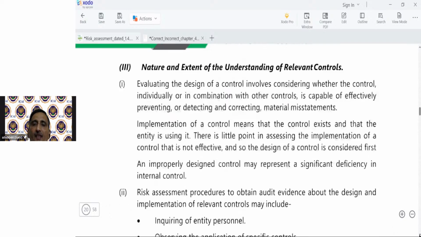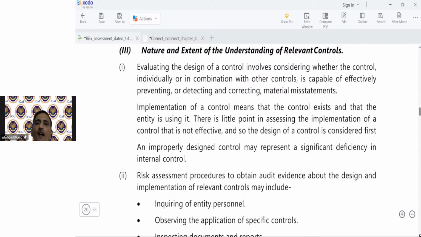And the next thing is nature and extent of understanding of relevant controls. So when we say control, the auditor is evaluating the design of a control, whether the control is properly designed or not. So what are the considerations? What is the auditor's objective? The auditor's objective is that the control is capable of preventing material misstatement at the first stage, or if it is not able to prevent, then detect and correct.